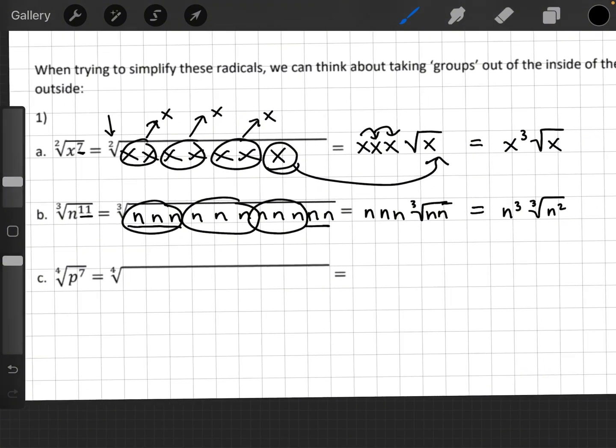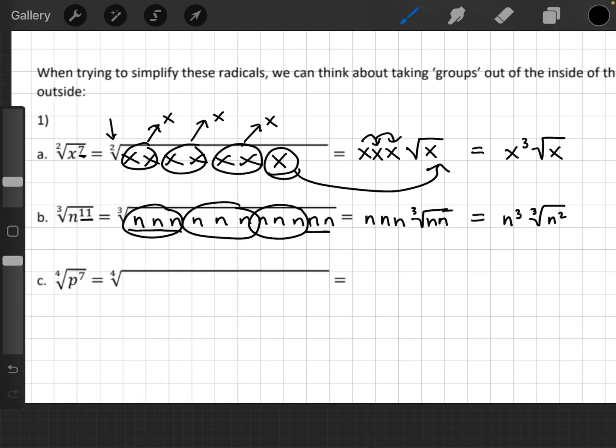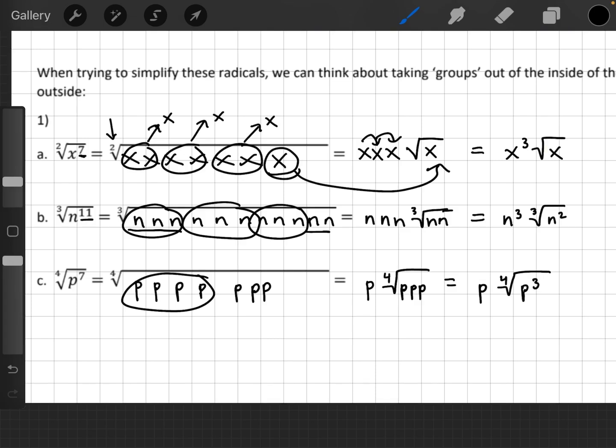Now we're doing the fourth root of p to the power of 7. So we'll put 7 p's on the inside here. We'll take out one group of 4, which we write outside here as p. Then on the inside, we have 3 p's remaining, which can be written as p times the fourth root of p cubed.